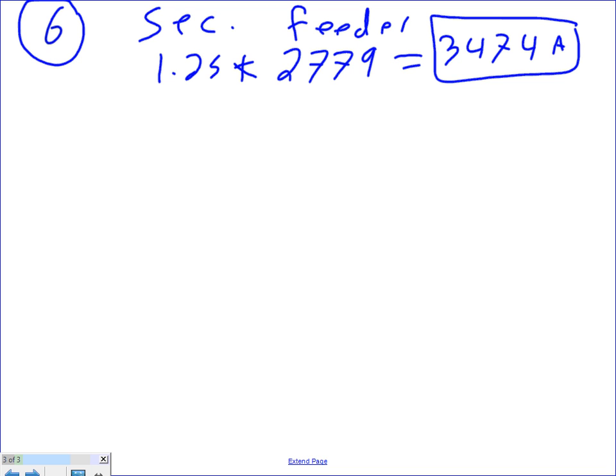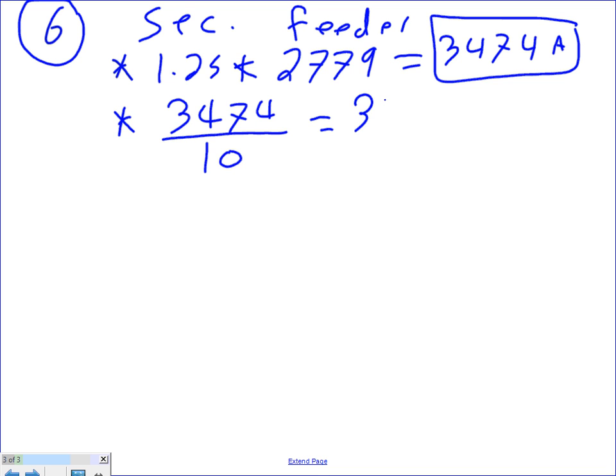Now with this, how am I going to parallel these? How about if I divide by 10? That will get me 500. Look at that. If I divide by 10, just by looking at it. So I need to parallel. I have 3474 divided by 10. You're going to see why I'm going to divide by 10, because that will give me 347.4 amps.